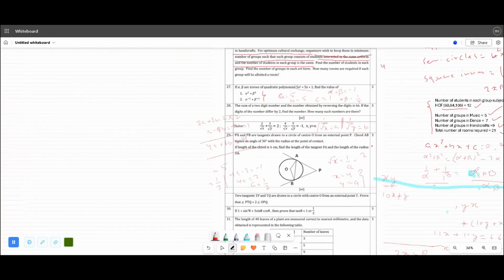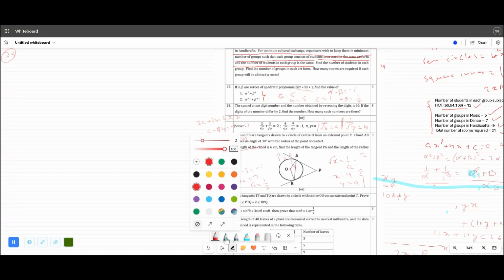Okay, so now we have the next question, question number 29, and 29 says that PA and PB are tangents drawn to a circle of center O. तो ये आपका सेंटर हो गया सर्कल का, और P पॉइंट से दो टेंजेंट ड्रॉ किए PA and PB. Chord AB makes an angle of 30 degree with the radius. That means ये एंगल हो गया 30 डिग्री. ओके, तो ये एंगल आपका 30 डिग्री है.